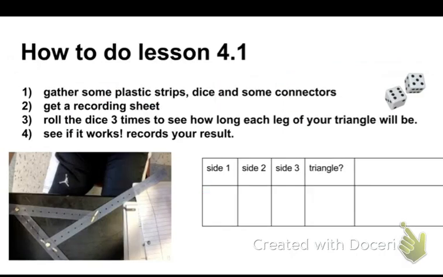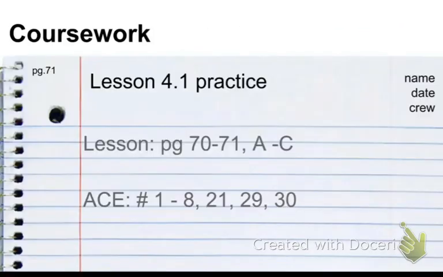Okay, how to do lesson 4.1. Your coursework for lesson 4.1 is going to be page 70 and 71, problems A through C. And then you're going to be doing the ACE problems 1 through 8, 21, 29, and 30. Remember, that's for Investigation 4.